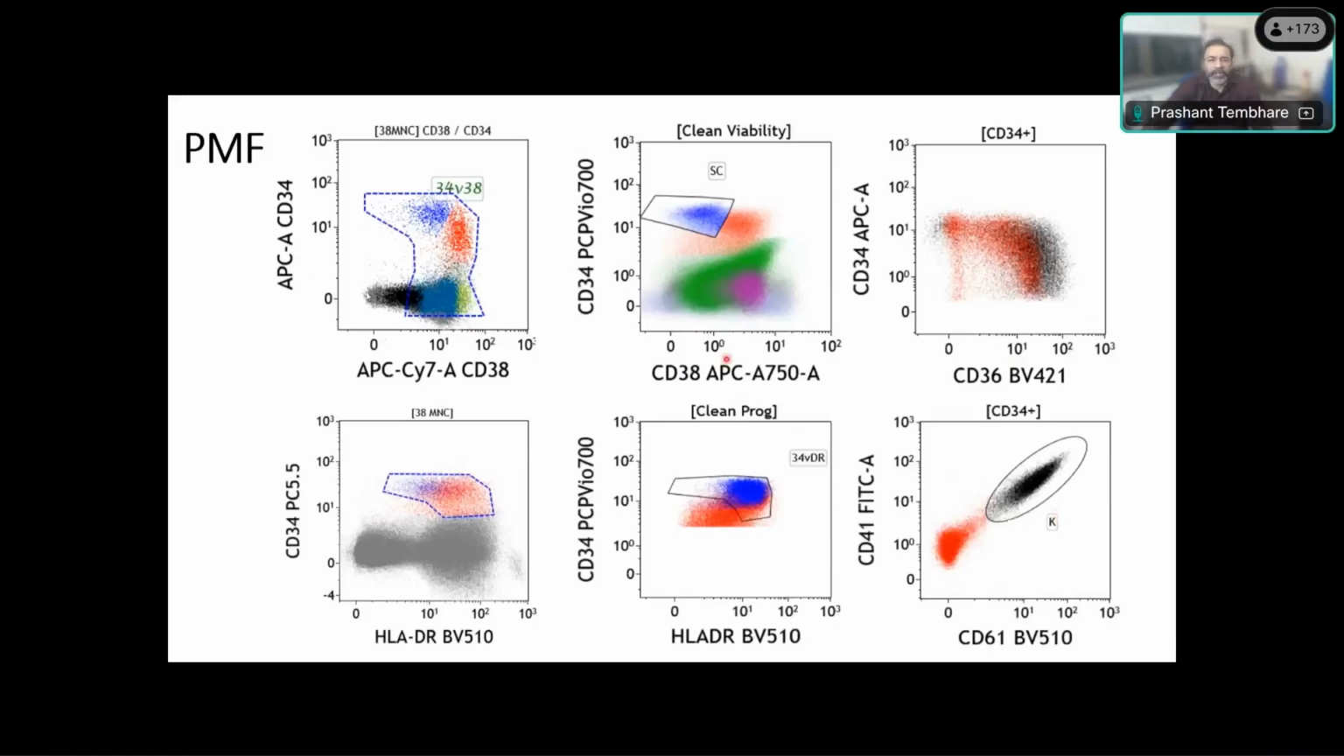This is another example you can see here, the overexpression of 36 or abnormal expression of 14, 61, 41 and 61, which are megakaryocyte markers, which can also be seen. So this was a case of primary myelofibrosis, where you can see there were aberrant abnormal blasts present in the primary myelofibrosis case. So based on the antigen expression pattern, we can identify these are not normal blasts, these are abnormal blasts.